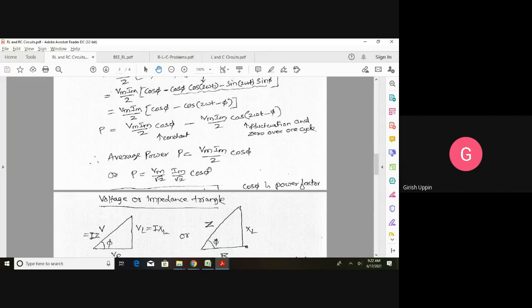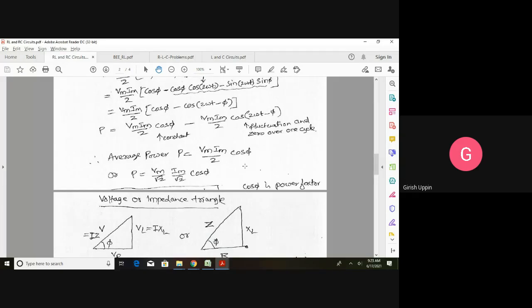And what is cos phi? Cos phi is represented as the power factor of the circuit. So phi is what? The angle between the voltage and the current, and cos of that angle is called the power factor of the circuit. So what is the power equation? P is equal to V into I into cos phi.